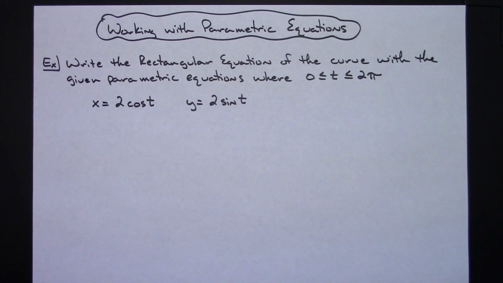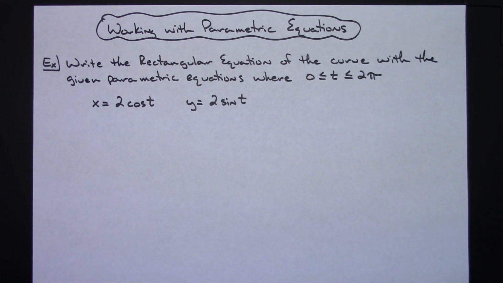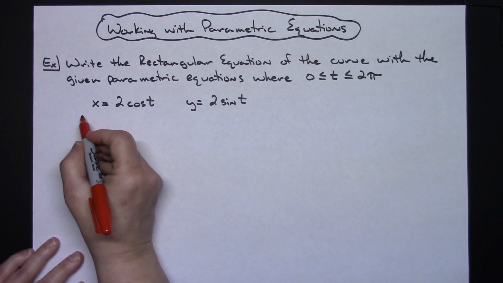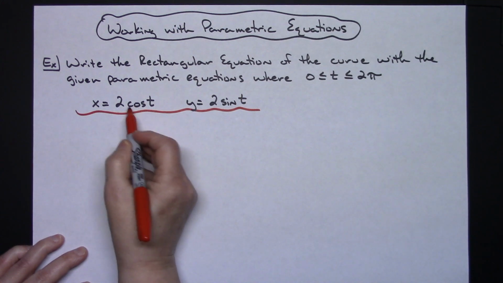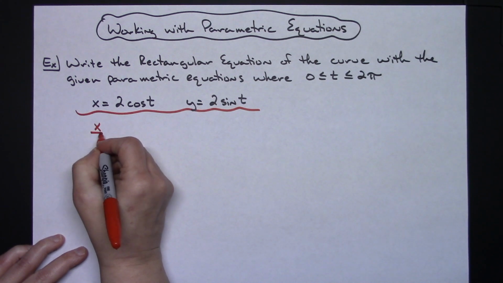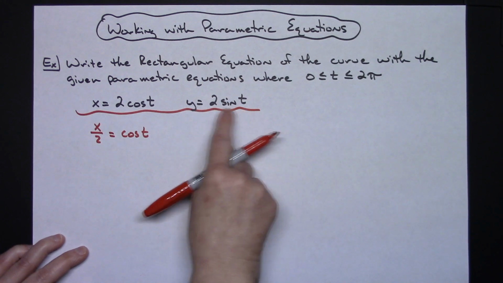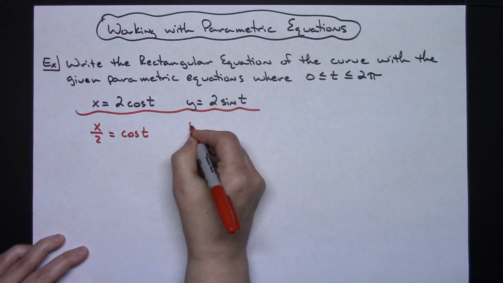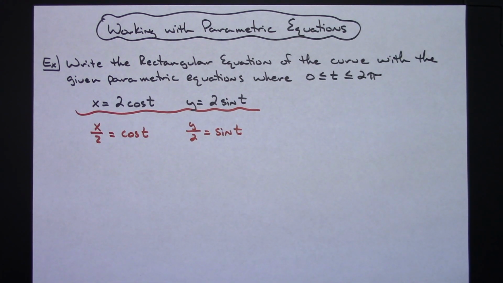The first thing I'm going to need to do is take a look at these equations, and I'm going to want to solve for cosine t and sine t. Let's draw a little line here in red. I'm starting the problem here. If I solve for cosine t, I'm going to divide both sides by 2, so I'm going to have x over 2 is equal to cosine t. Same thing here, if I divide both sides by 2, I'm going to have y over 2 is equal to sine t.